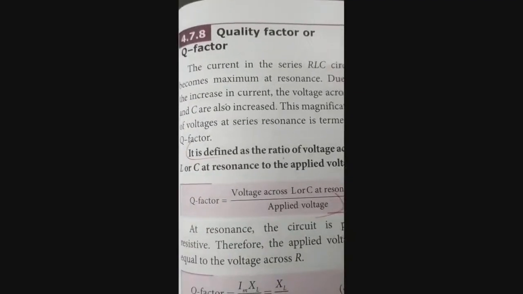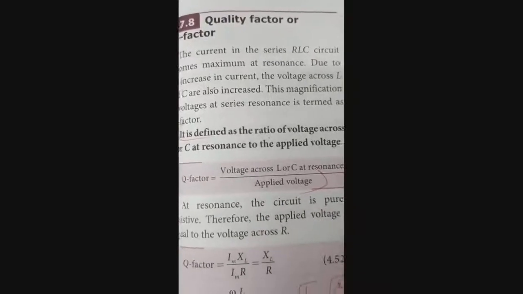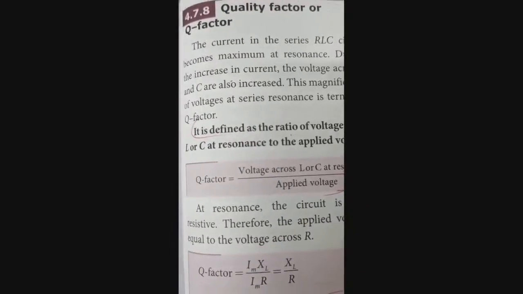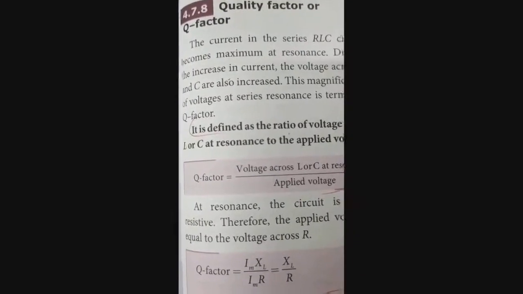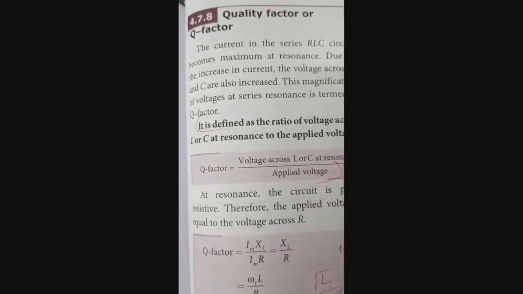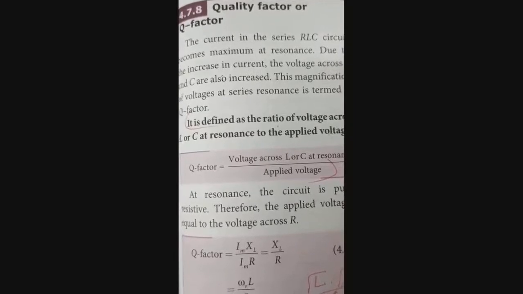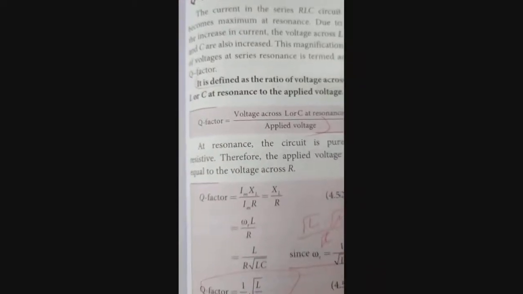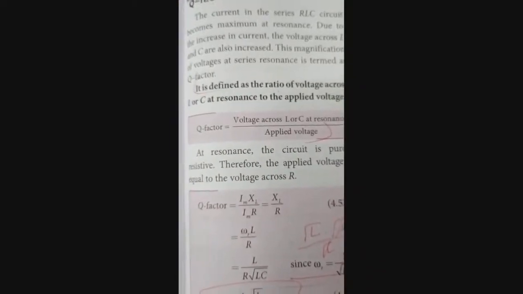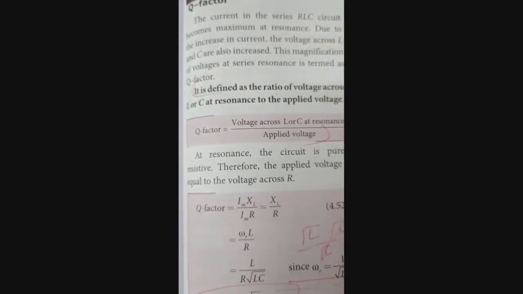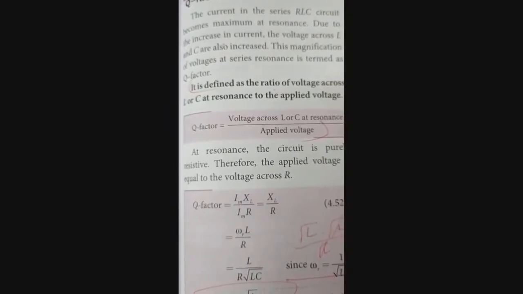Next, quality factor or Q factor. When you take it at resonance, the current in the circuit is maximum, and so the voltage across L and C are also increased, and we are going to see how much it is increased. So what is quality factor? It is defined as the ratio of voltage across L or C at resonance to the applied voltage.